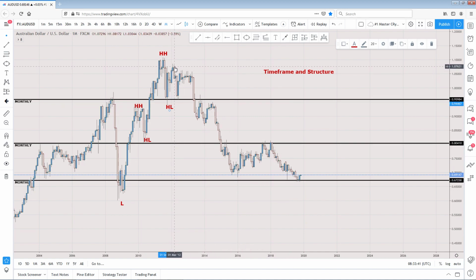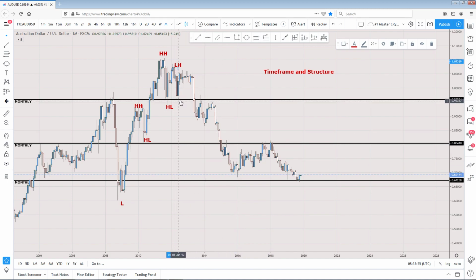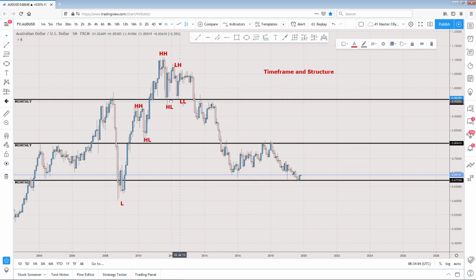And then here it started a downtrend. It looks like a downtrend. So this would have been a lower high. And this would have been a, let's just call it a lower low for simplicity. It closed slightly lower, not exactly. Let's just call it a lower low for now for simplicity.